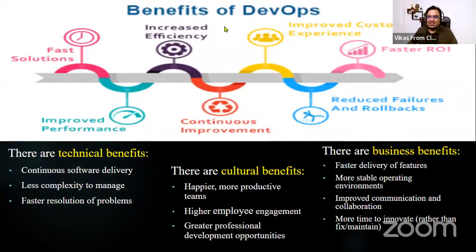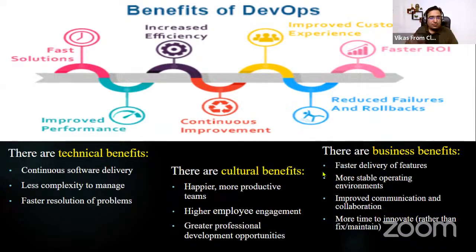Okay. Some benefits. There are some technical benefits, like software getting delivered quickly with less complexity and faster resolution. So there are some technical benefits. That's why companies are adopting DevOps. Okay. There are some cultural benefits also. If people are happy, more productive, and the engagement rate is high, then there are cultural benefits also in DevOps. Okay. There are some business benefits if people are not fighting with each other.